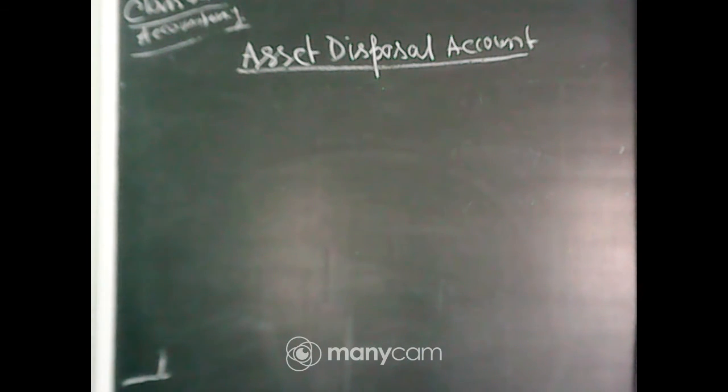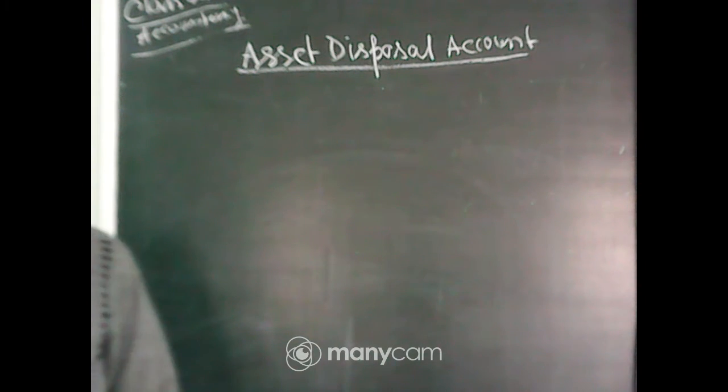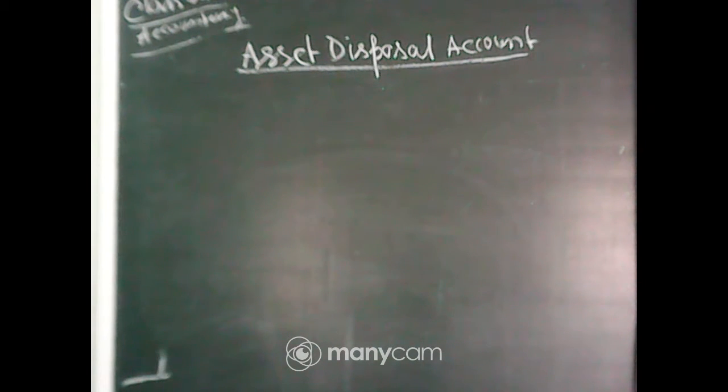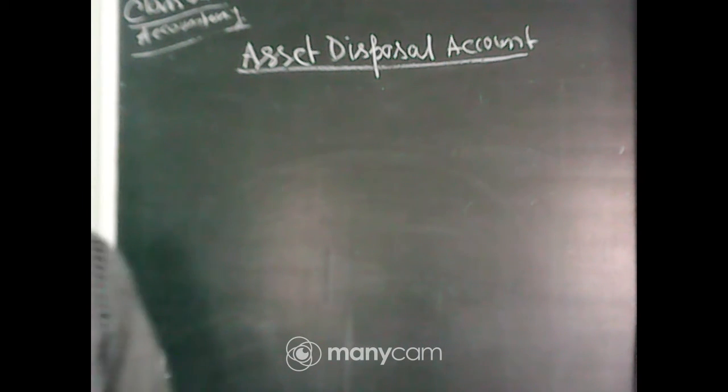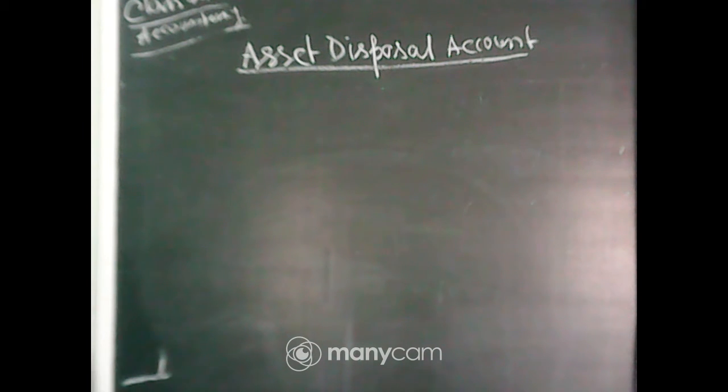Now a part of the machinery which originally cost rupees 2 lakh in 2011 was sold for rupees 75,000 on April 30, 2014. The date is very important in case of depreciation. When you are making the depreciation accounting, the date is very important. I have already said it before also. Now we have to show the machinery account, provision for depreciation account, and machinery disposal account from 2011 to 2015.